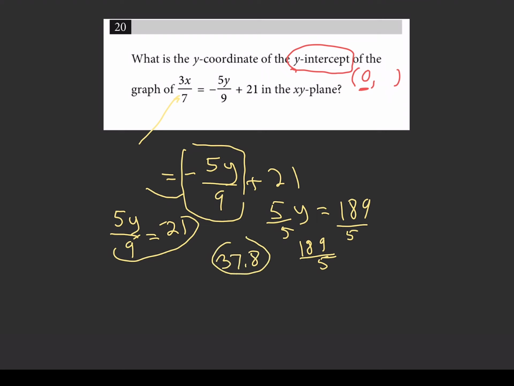So again, if they say y-intercept, immediately think right away, okay, x is 0.